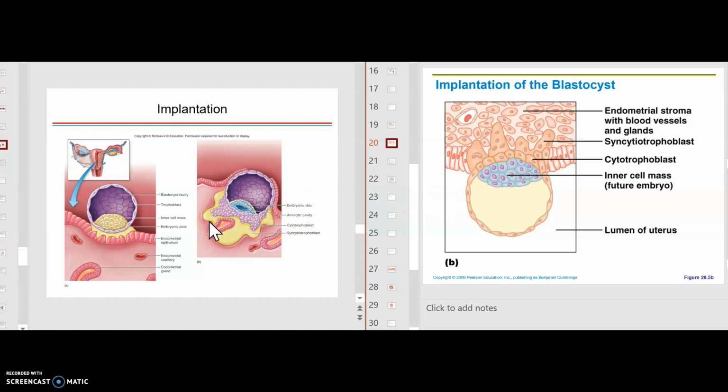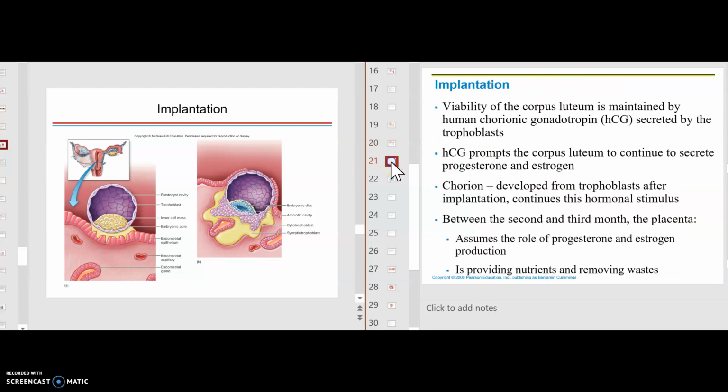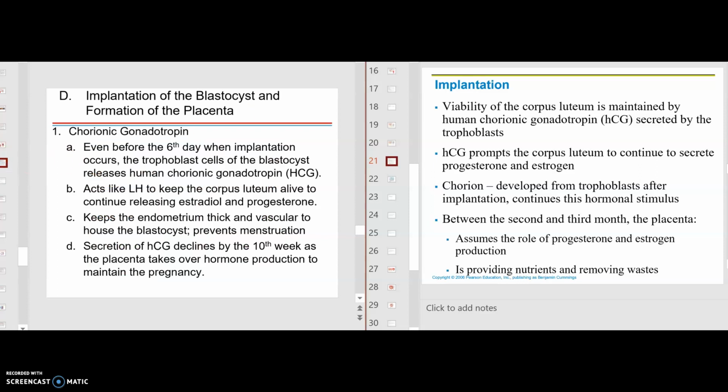Okay, all right. So now we go a little further. Now we're looking at the viability of the corpus luteum. Remember, the corpus luteum developed after ovulation, so this is in the ovary. I want to keep the corpus luteum functioning, because I want it to continue to secrete progesterone and estrogen, which is necessary for the continuation of the pregnancy. The problem is the LH secretion from the anterior pituitary is way down, so it could not maintain the corpus luteum.